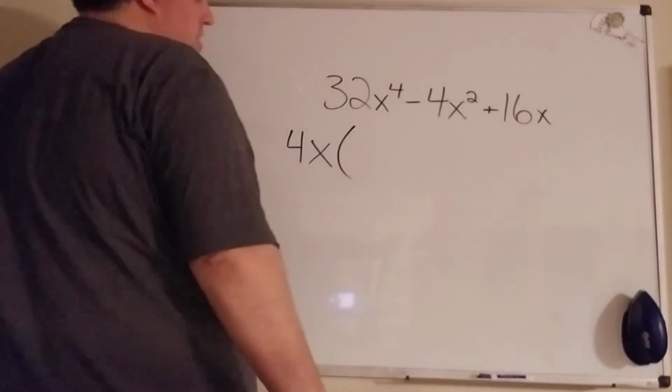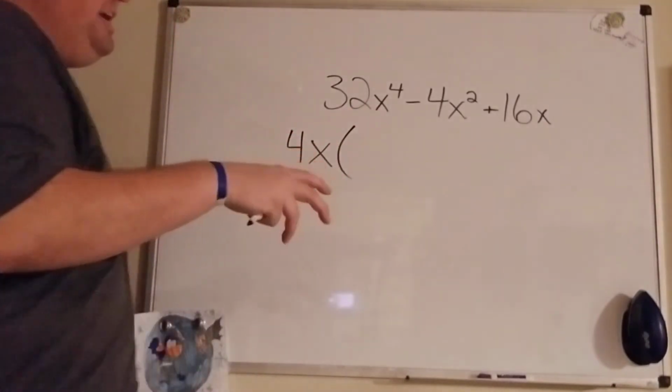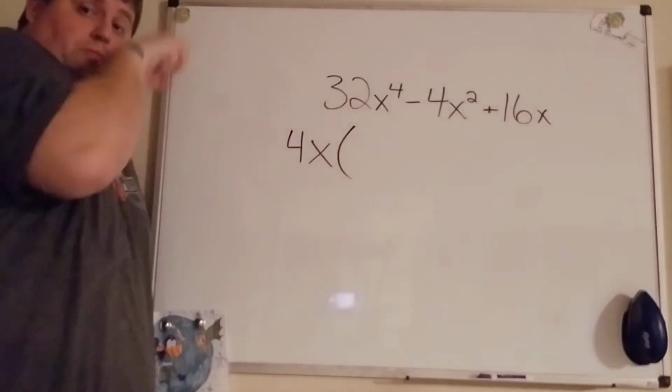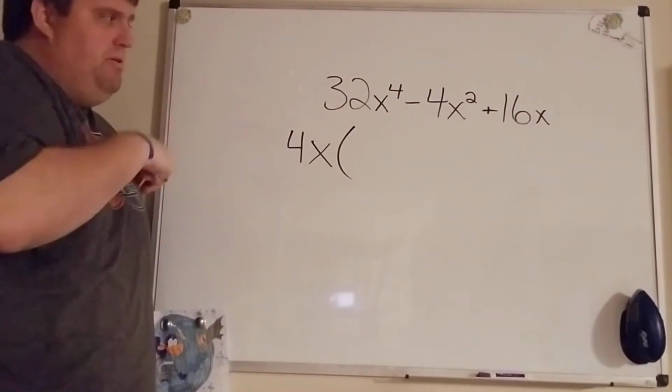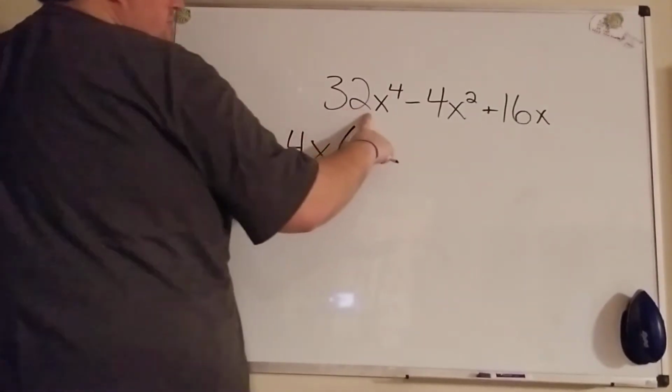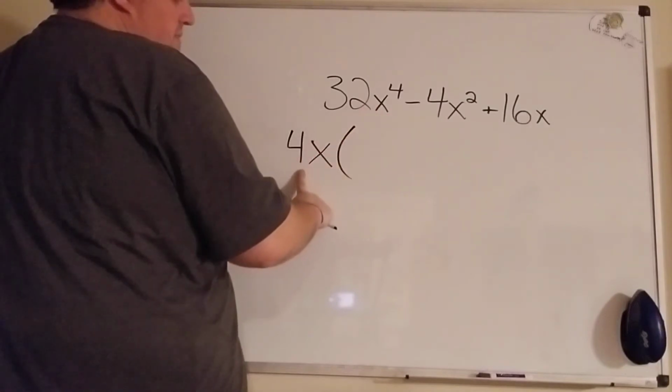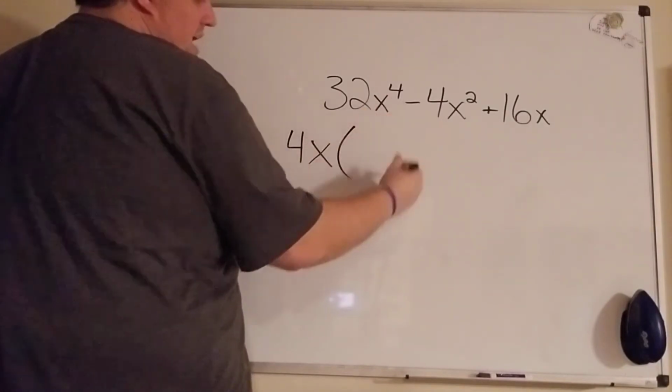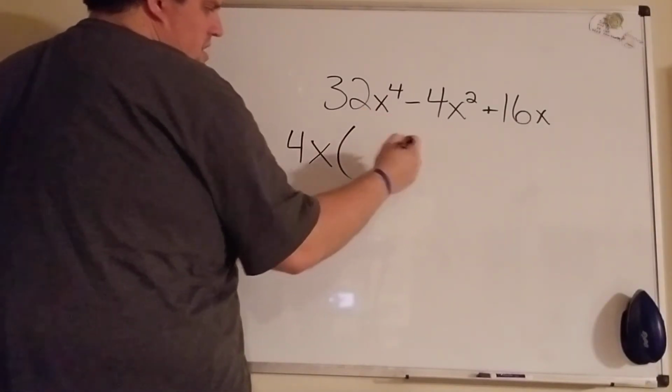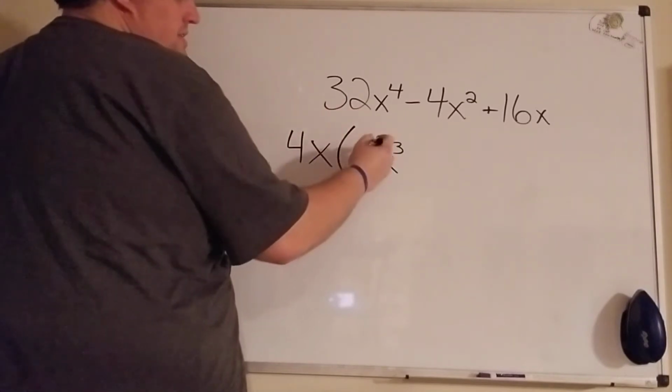And then we just have to write what would be left after I suck this 4x out of all of these numbers. So if I do 32x to the 4th divided by 4x, well, if I took 1x out of here, there's only 3 left. 32 divided by 4, that's going to give me 8, right?